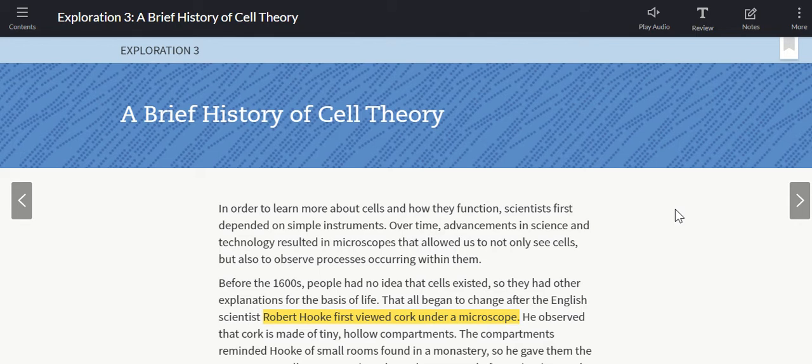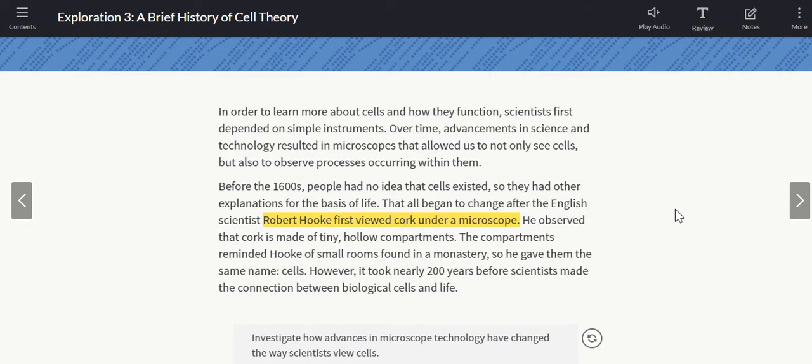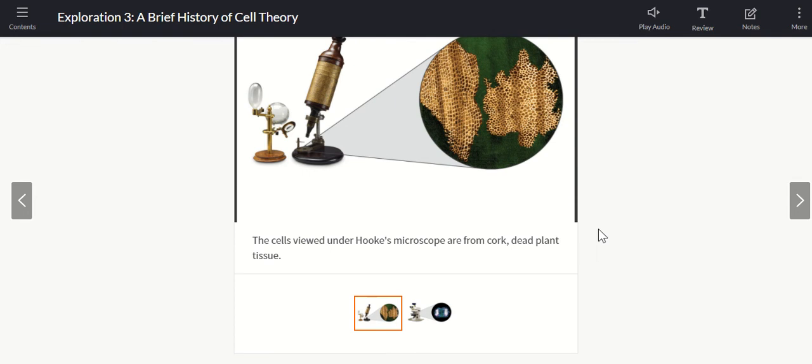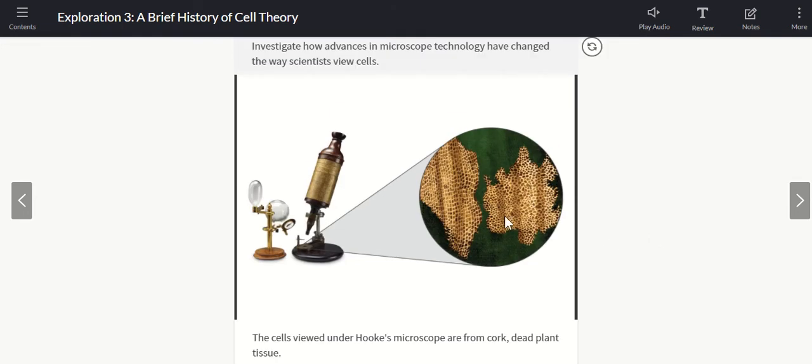Now, Robert Hooke is a scientist that is credited with being the first person to view cells under a microscope. He looked at a piece of cork. This is his microscope right here. And when he looked at this piece of cork, he thought that the boxes in that cork looked like the rooms of a monastery. And so he is the one that is credited with coming up with the name cells.